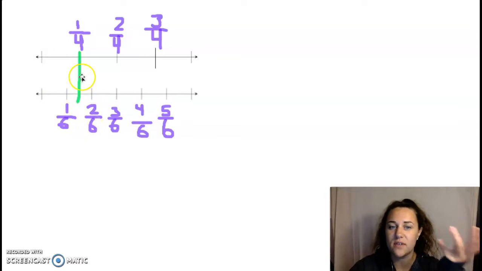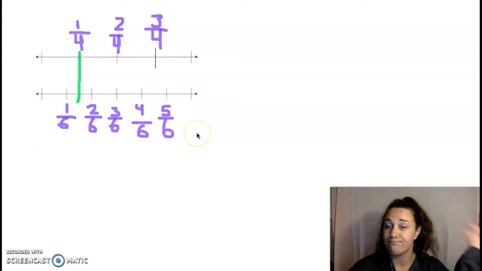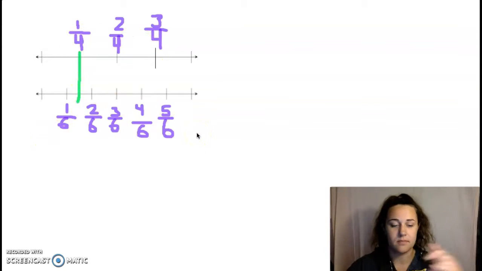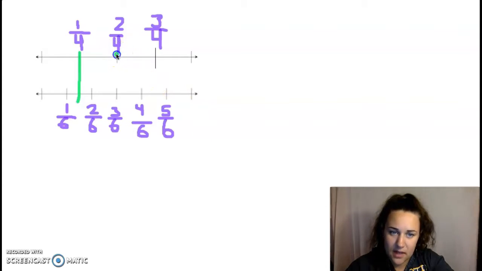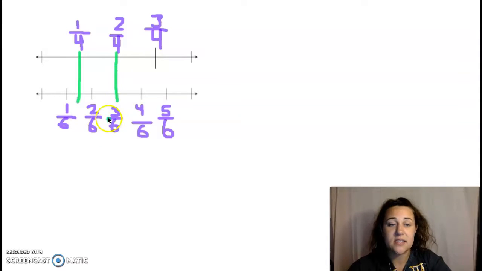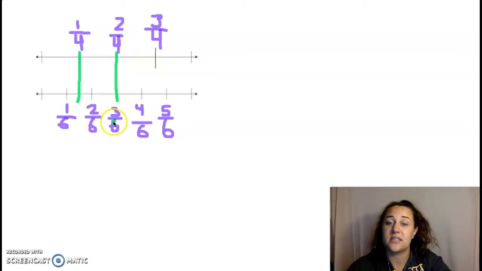I don't have an equivalent fraction from our fourths to our sixths. Nope, not yet at least. Let's go to the next one. So I take it from this line and I go straight down. Oh, wait a minute. I drew a line, right? And it lines up with 3/6. So 2/4 and 3/6 are on the same line.